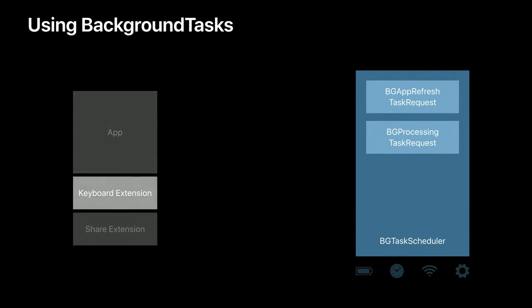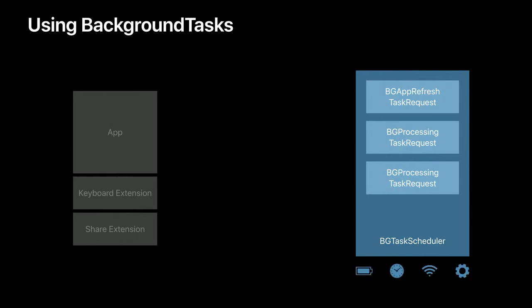You can also submit requests from an extension while it's running. So if our keyboard extension wants to do some learning based on the user's typing habits, it can create a BGProcessingTaskRequest and submit it too. As you can see, you can have multiple pending BGProcessingTaskRequests, each representing a specific task you would like your app to do. Now the scheduler knows about all the tasks our app would like to do.